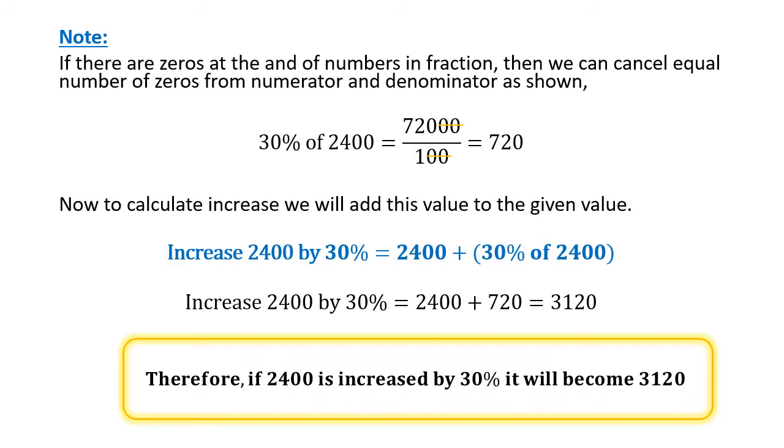If there are zeros at the end of numbers in fraction, then we can cancel equal number of zeros from numerator and denominator as shown. After simplification we have 720, that is 30% of 2400.